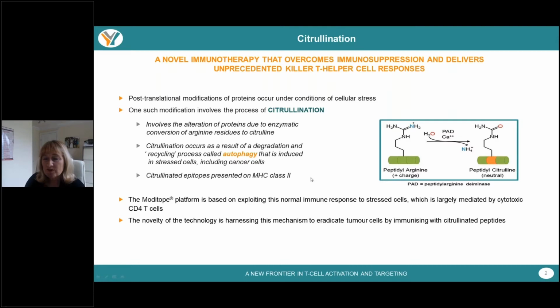So in order for this process to work, we need two things. We need the stress to induce the autophagy, but we also need a degree of inflammation to upregulate the MHC class 2. Now, this process has been well known for some time in rheumatoid arthritis, but what we were intrigued to find out is, we know most tumour cells are stressed and have high levels of autophagy. So the question really was, are they presenting citrullinated epitopes, and could they be good targets for a cancer vaccine?